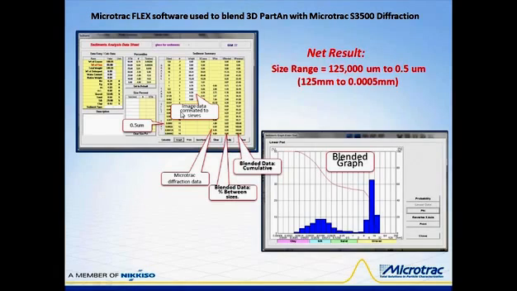This takes on the order of maybe about 1 minute. You'll see that the bottom size on this is about 62 microns. So from this point on and going to the smaller sizes, we have to depend on the Microtrac diffraction instrument. Once that is done, those data are entered.